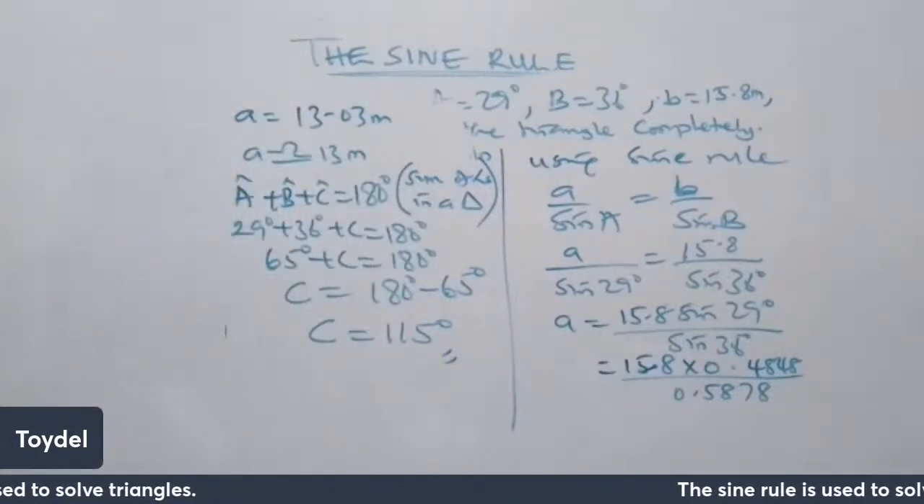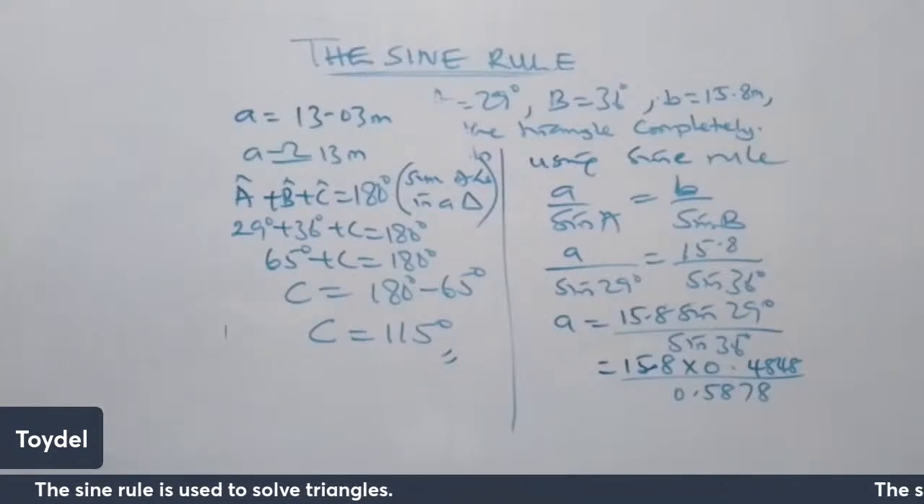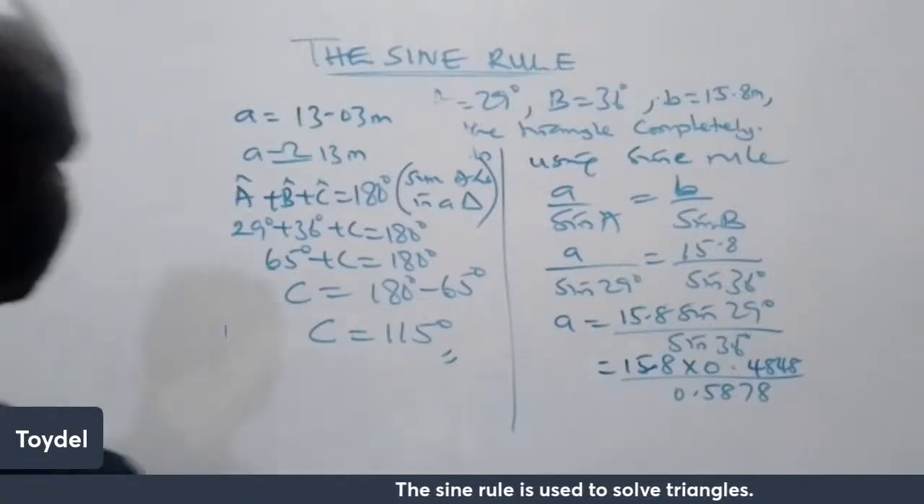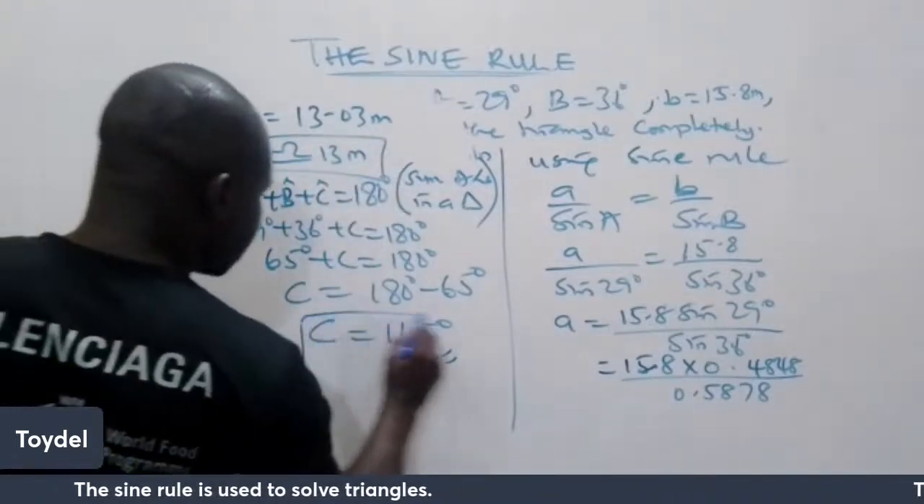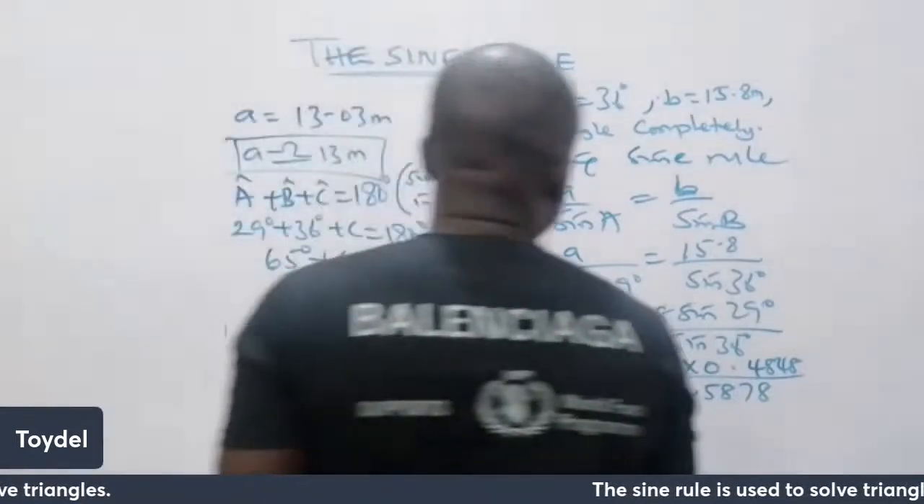Since I know angle C now, I can either use sine A over A is equal to B over sine B, or C over sine C. Whichever way I decide to apply, we are still going to get the same answer. So we have gotten the value of side A, and we have gotten the value of angle C. We are required to find the side C, the small c now.